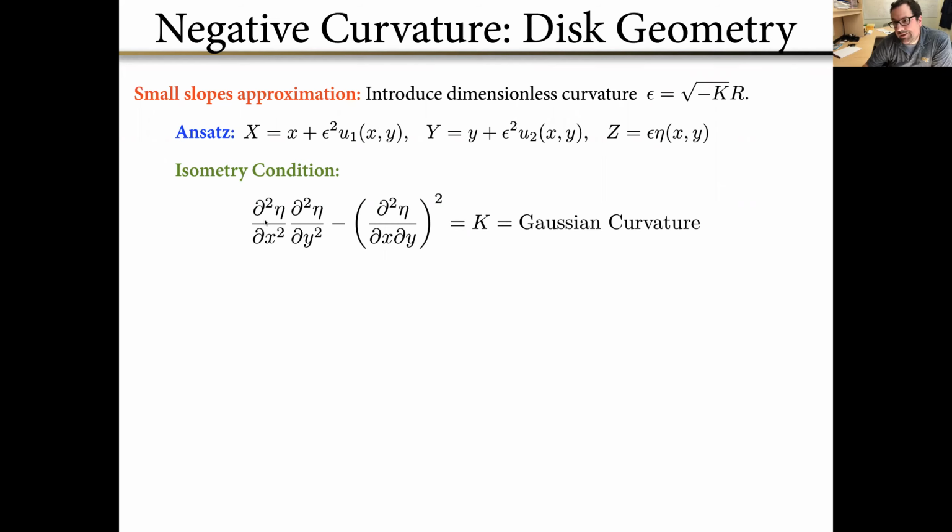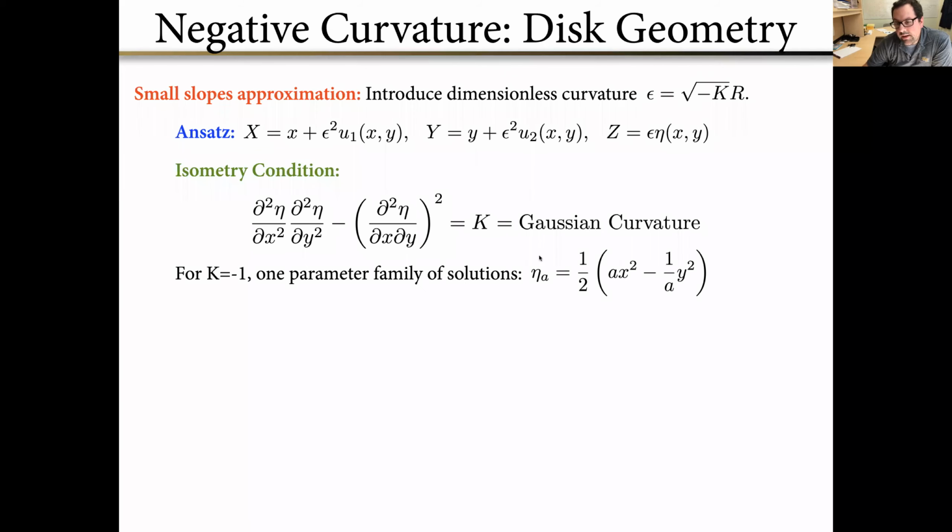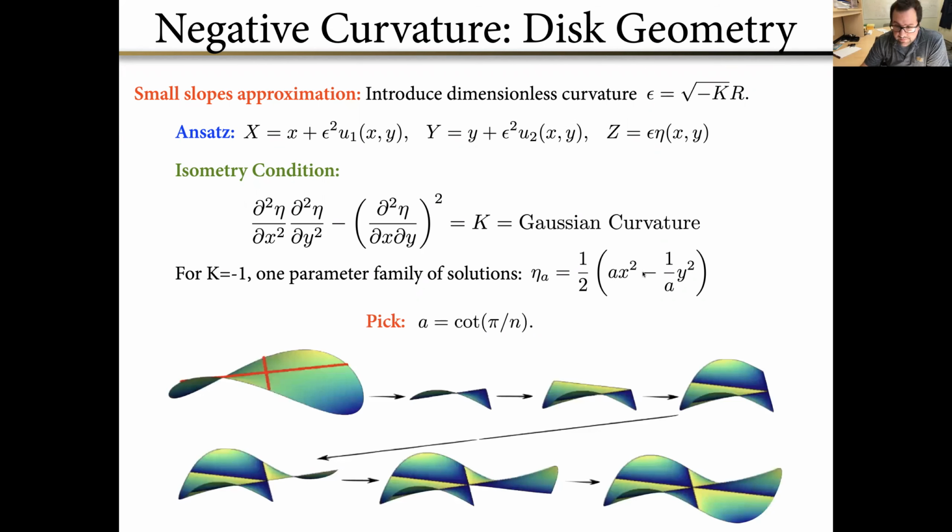Okay. These equations are notoriously hard, even numerically. But if I assume the Gaussian curvature is constant, so if I just plug in -1, I can actually solve these equations explicitly. It's just given by this whole one parameter family of quadratic solutions. The interesting thing about these solutions is they're always saddle shaped, as we would expect. But if I pick this angle just right, I can construct another class of solutions.